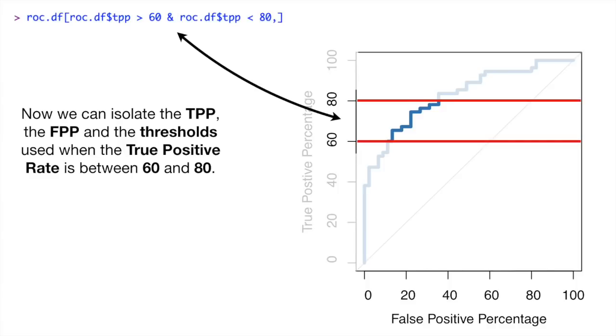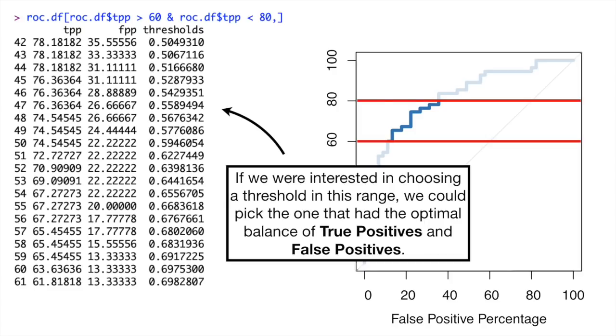Now we can isolate the TPP, the FPP, and the thresholds used when the true positive rate is between 60 and 80. If we were interested in choosing a threshold in this range, we could pick one that had the optimal balance of true positives and false positives.